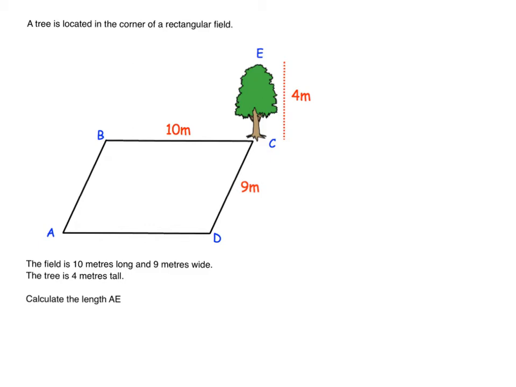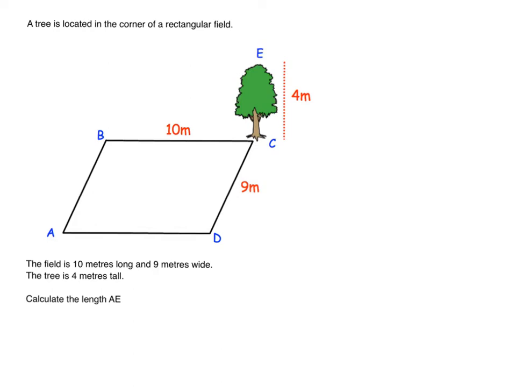Pythagoras is one way to do it. There is another way involving something called vectors, something you may have seen briefly in first year, but I'm going to show you how we can use Pythagoras. So here, a tree is located in the corner of a rectangular field. We've got this diagram here. The field is 10 long by 9 wide, so 10 by 9, and the tree is 4 metres tall, sorry. Calculate the length AE.